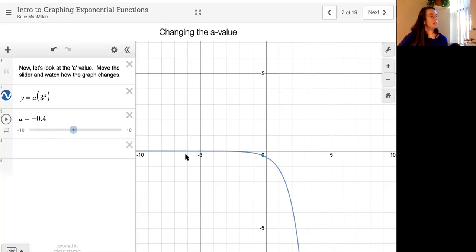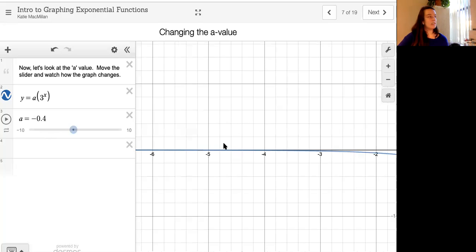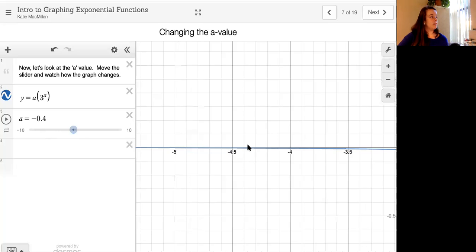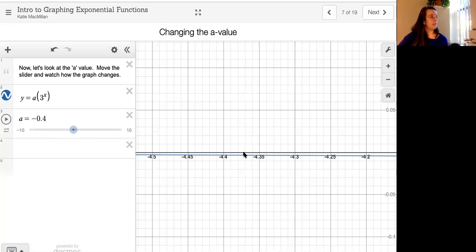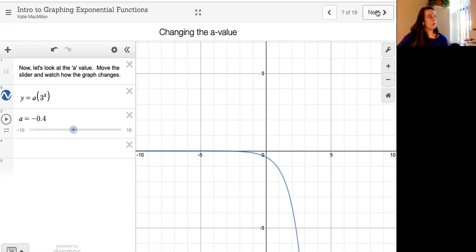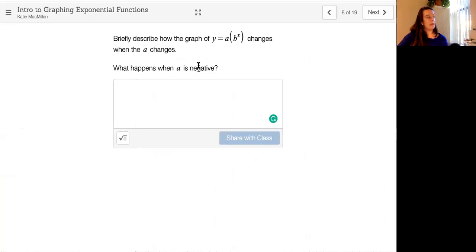Brandon's noticing it still seems like the slope is touching the x-axis, but it never does, right? If we zoom far enough in here, we can see, oh, there's still a difference between the x-axis and the line itself. Absolutely. So changing the A value, when it is negative, it flips over the x-axis.